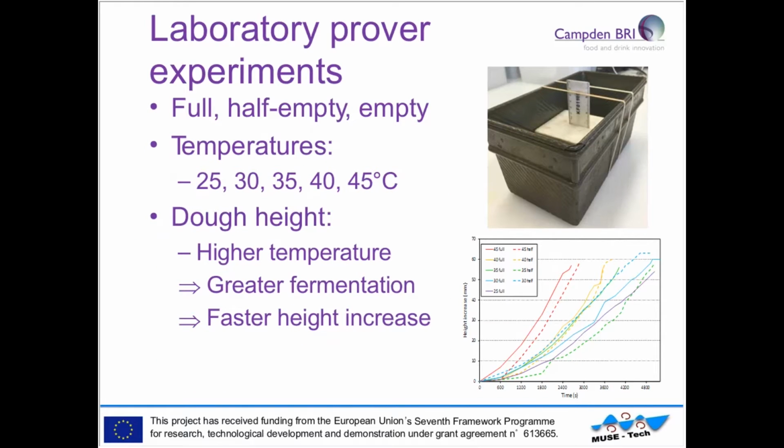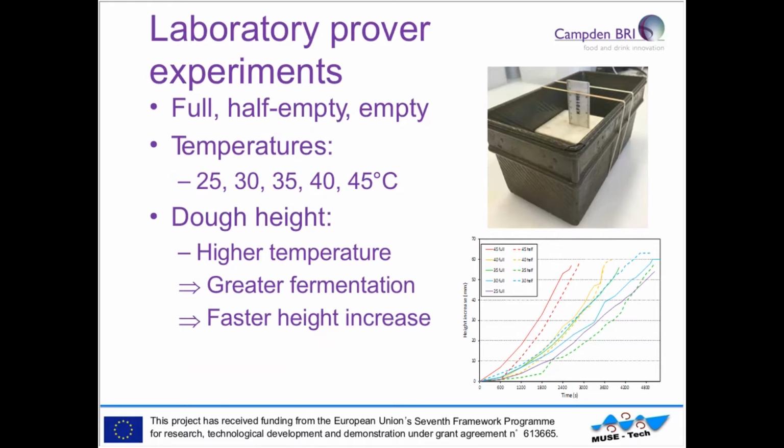So that was initial validation that convinces us we're measuring the right thing, and we then move on to trying to apply it in a prover. And in the laboratory prover, we were able to do some variations. So we tried with the prover empty, full of doughs, or half full of doughs, and also at several different temperatures. We also measured the height of the dough, which you can see in the graph, height is a function of time for all these conditions.